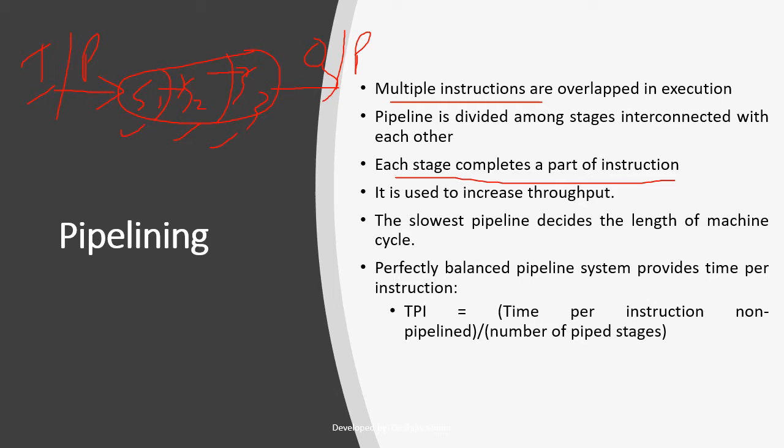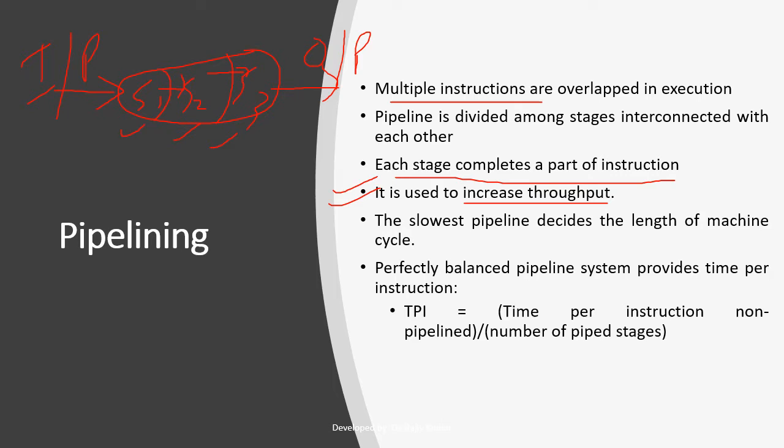Why do we use pipelining? We use pipelining to increase the throughput. Throughput means how many instructions can be taken out from a processor after processing in a particular unit of time. So if we do pipelining, we will be able to process more instructions in a single unit of time. That will increase the throughput, which is the main objective of pipelining.